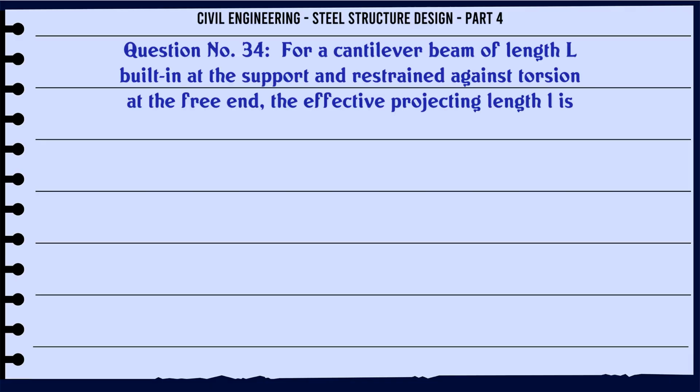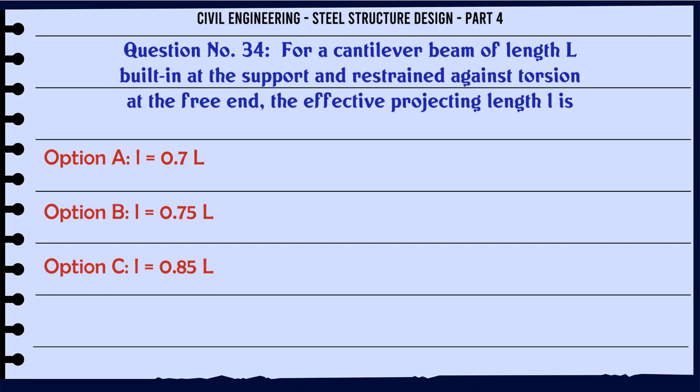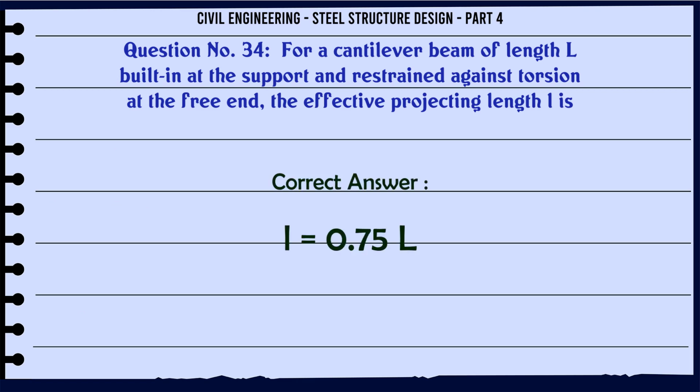For a cantilever beam of length L built in at the support and restrained against torsion at the free end, the effective projecting length is A. L + 0.7L, B. L + 0.75L, C. L + 0.85L, D. L + 0.5L. The correct answer is L + 0.75L.